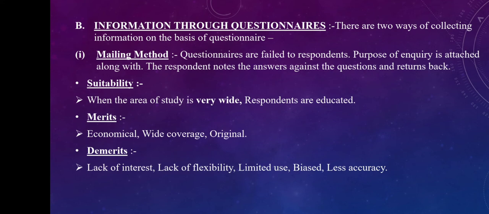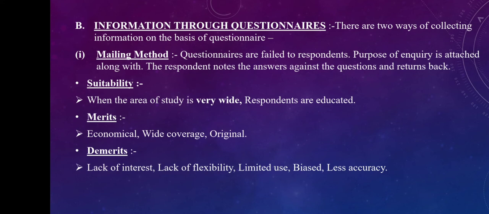Now it has limited use, because we are able to send this only to the educated person. The illiterate people will not be able to be covered under this method. It will be biased. If the respondents are biased, it means the information will also be biased. The respondents may give wrong information, they may give wrong answers to the questions, they may fill or mark the wrong answers, whatever it is.